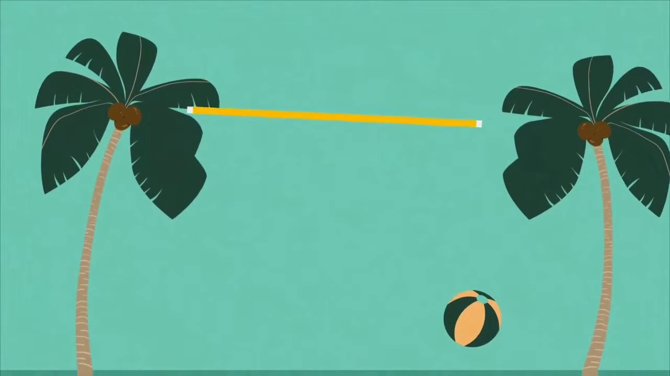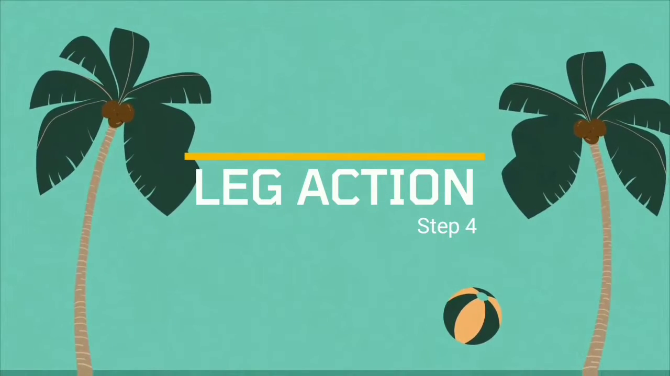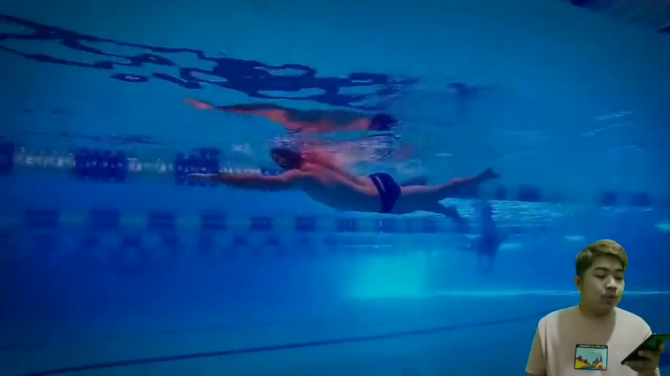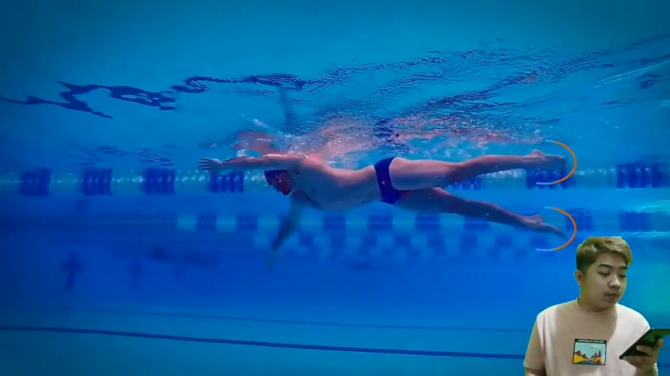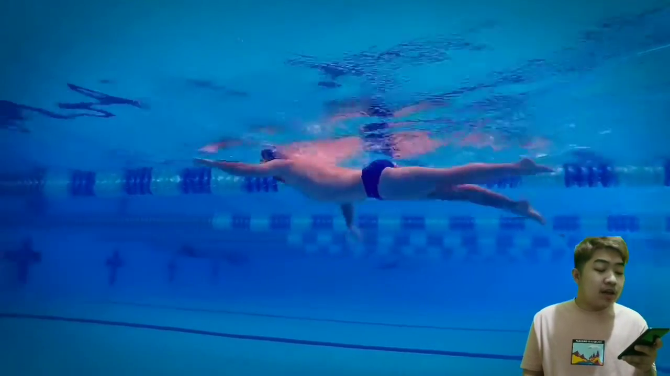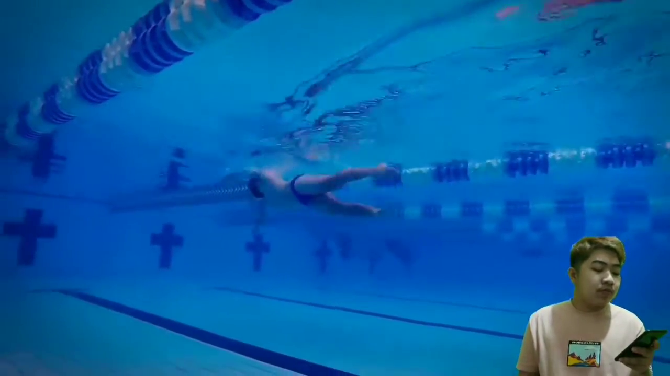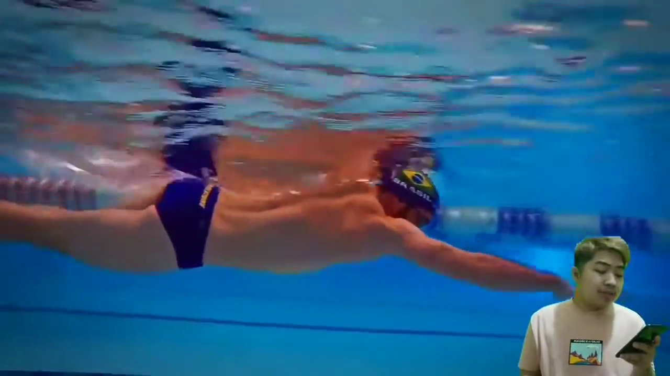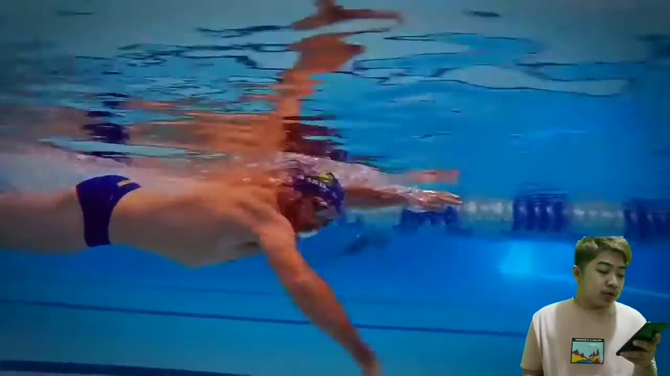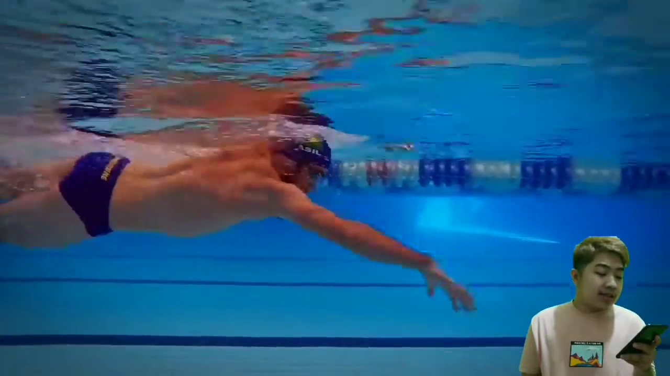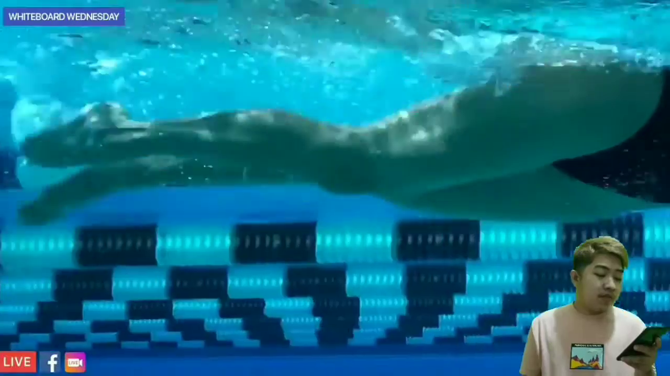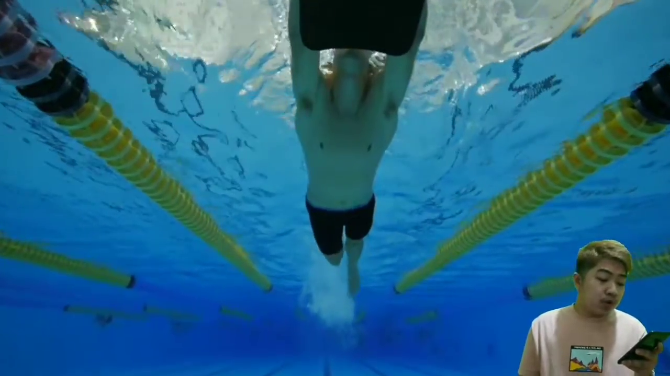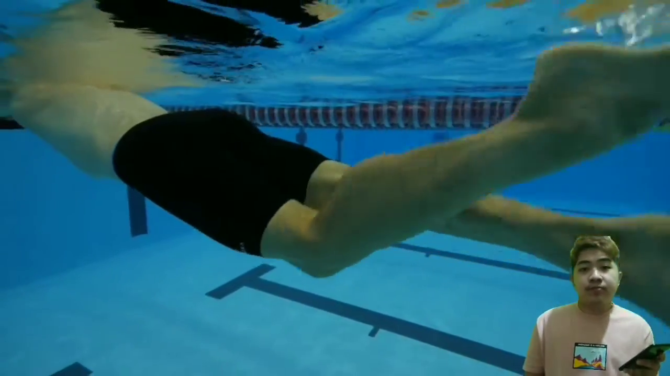And lastly, step number 4, leg action. With ankles relaxed and flexible, point your toes behind you and kick up and down in a continuous motion from your thigh. Kicking from the calves is not as effective, and a simple way to correct this is to make sure that your legs are straightened whilst kicking. For more details on this, refer to exercises you can do in a pool to improve your leg action.